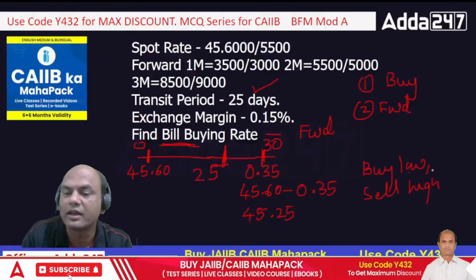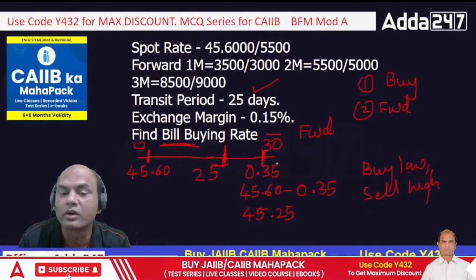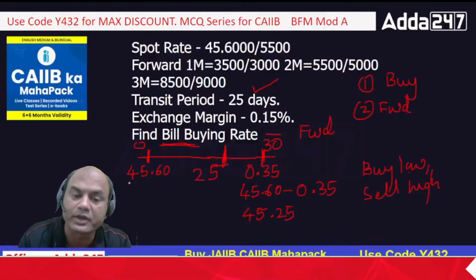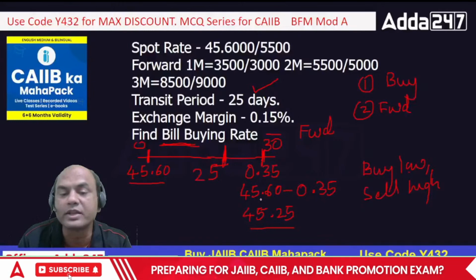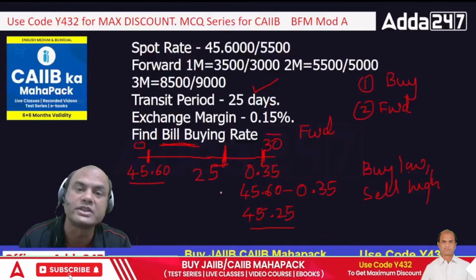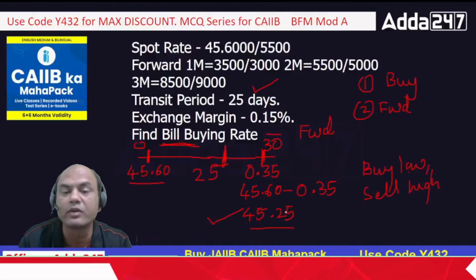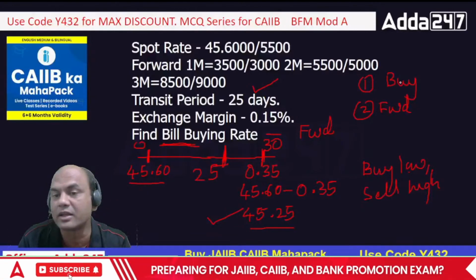What is buy low, sell high? Buy low means buying at a lower rate. Which is the lower rate? 45.60 over here and 45.25. Out of these, I have to choose between these two. Which is the lower rate? So this is my lower rate. I'll use 45.25 over here. So my first step is done. Buy rate is fixed as 45.25, meaning after this forward margin.